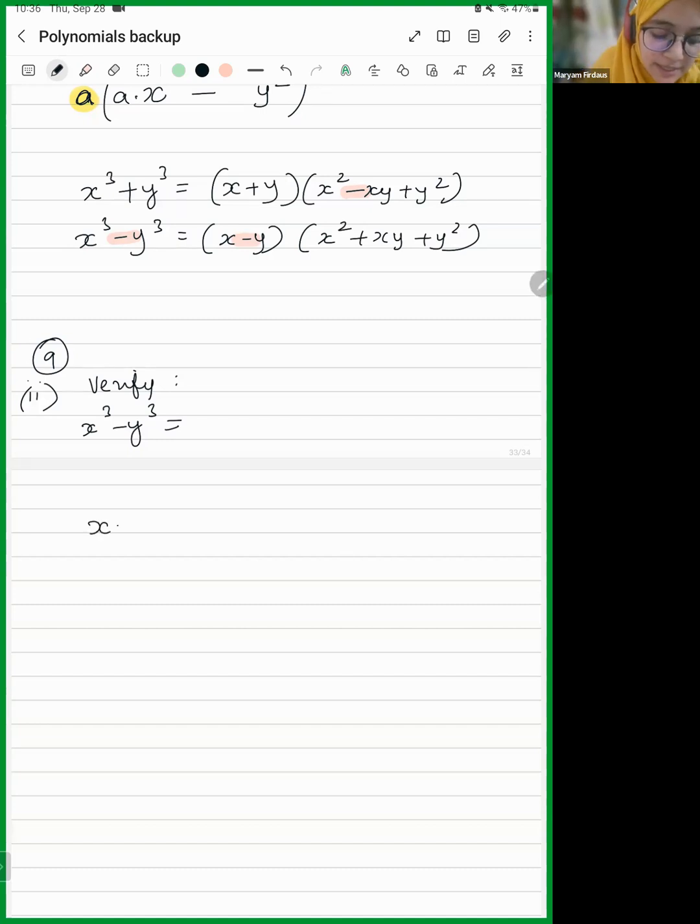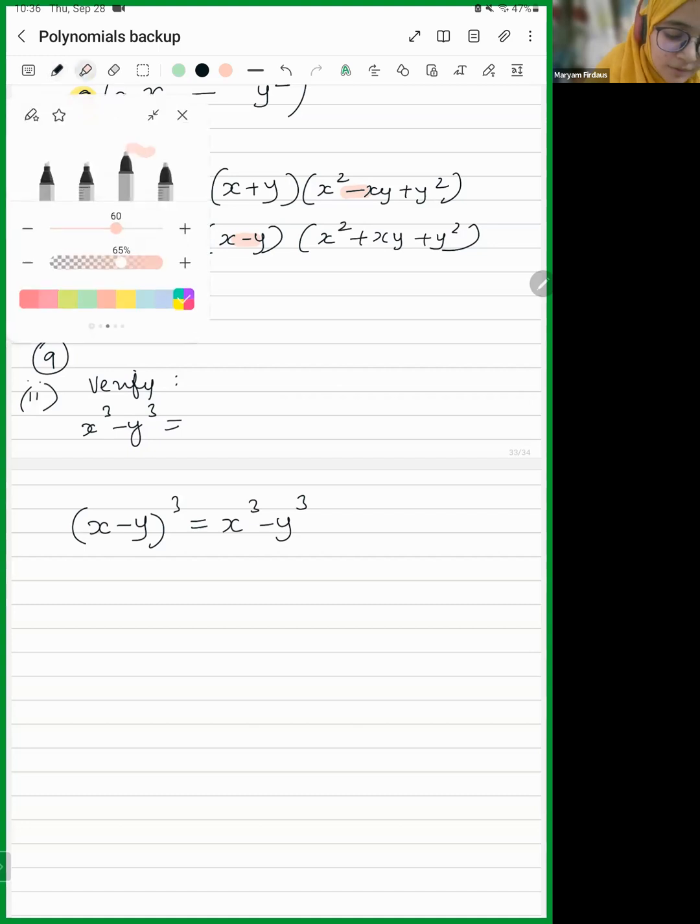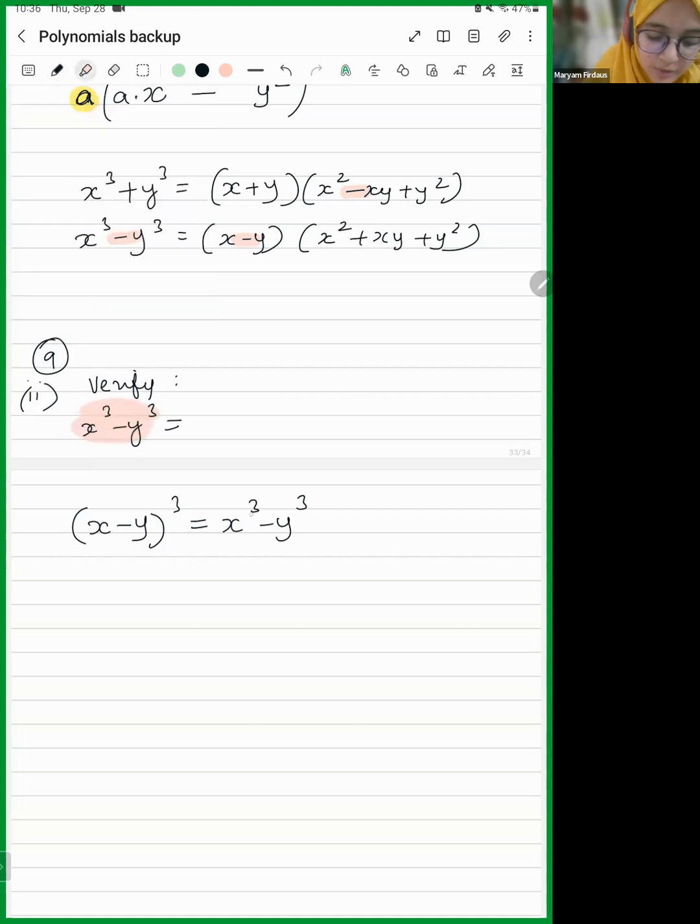We need to use the identity x minus y whole cube is equal to x cube minus y cube, minus 3xy into x minus y. See, what we need is right here, this one is right over here. That is why we will use this identity. Okay, so write it like this.